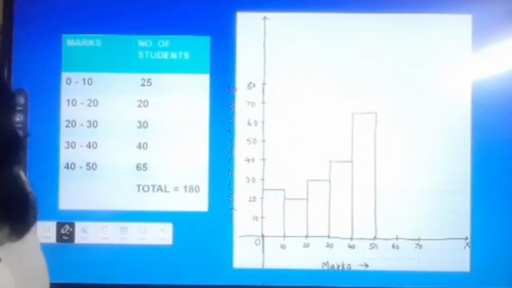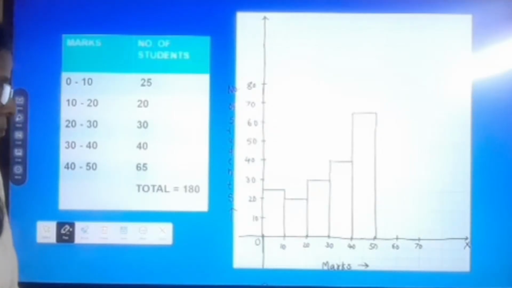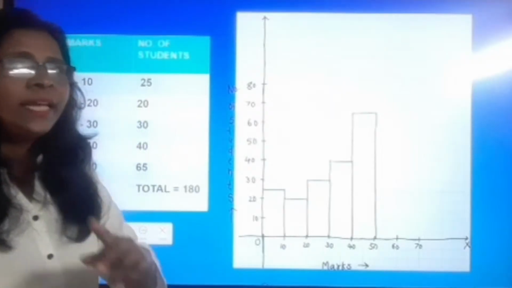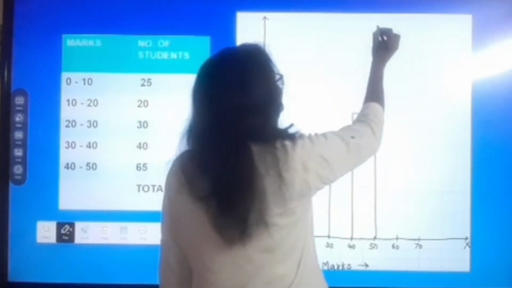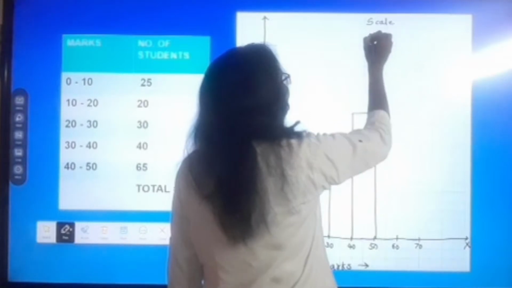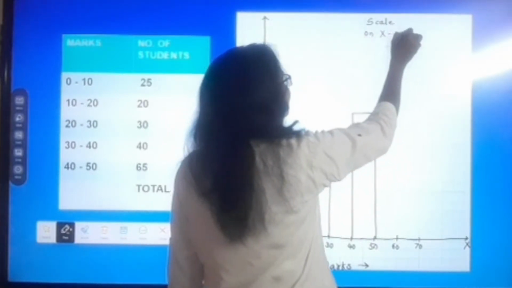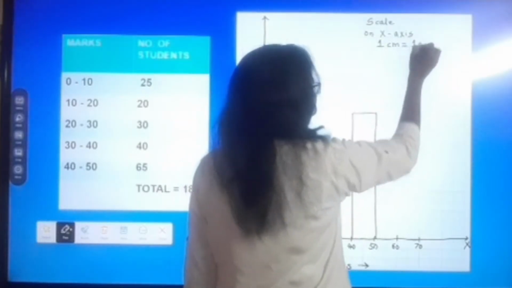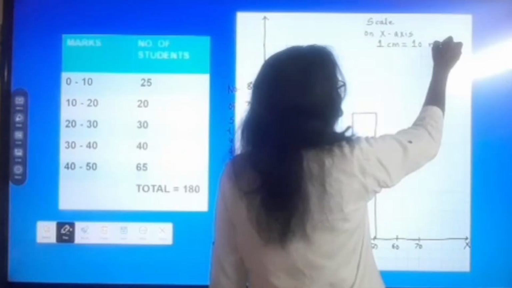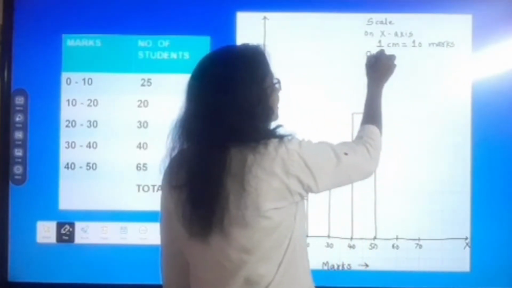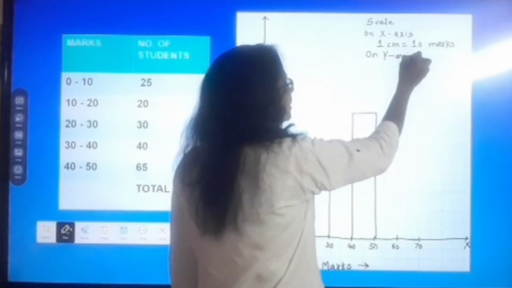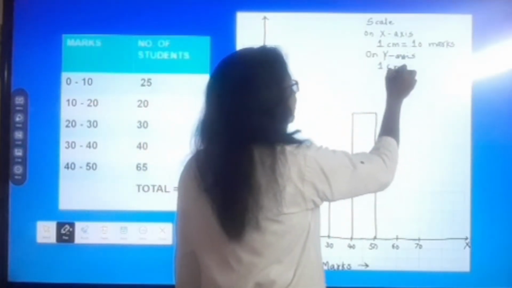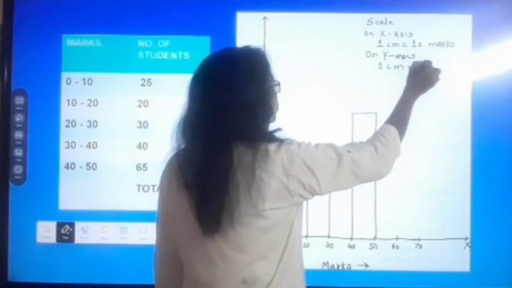Now here we completed the histogram. This way the histogram is formed. But there is one part remaining, that is the scale. You write down the scale here. On x-axis, 1 centimeter is equal to 10 marks. And on y-axis, we write down that 1 centimeter is equal to 10 students.